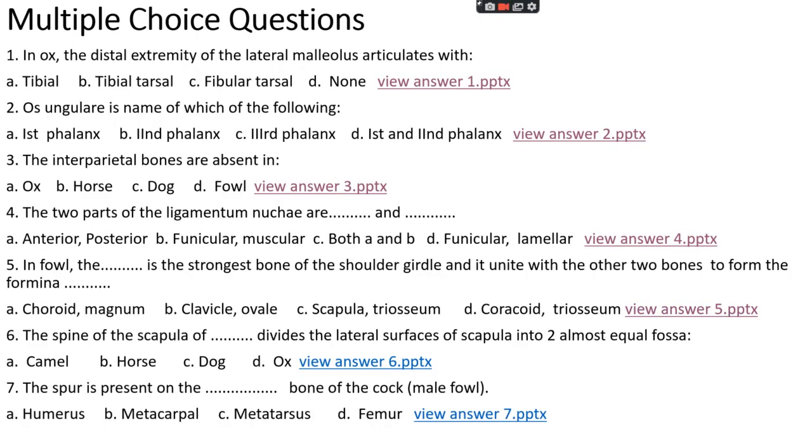Question number 6. The spine of the scapula of the dash divides the lateral surface of the scapula into two almost equal fossae. Option A, camel. Option B, horse. Option C, dog. Option D, ox. The right answer is option C, that is a dog.